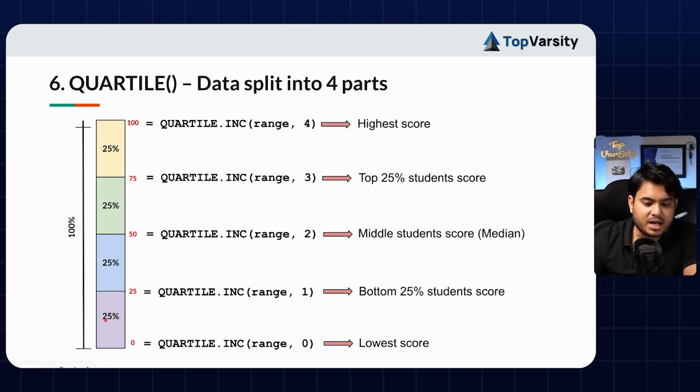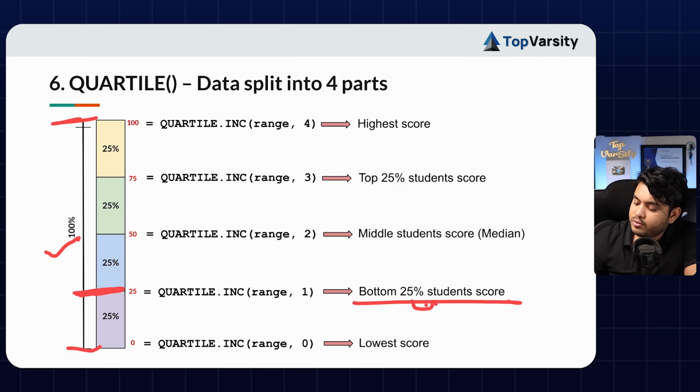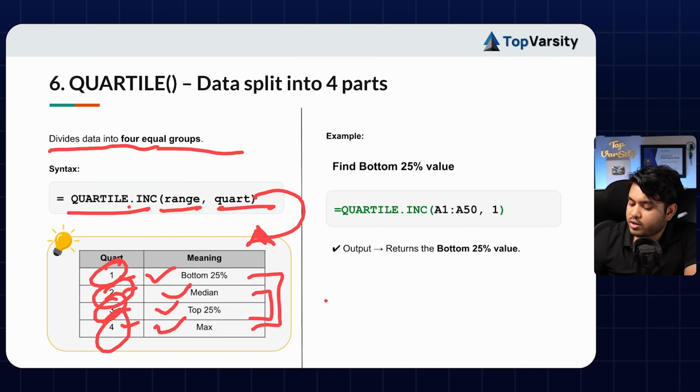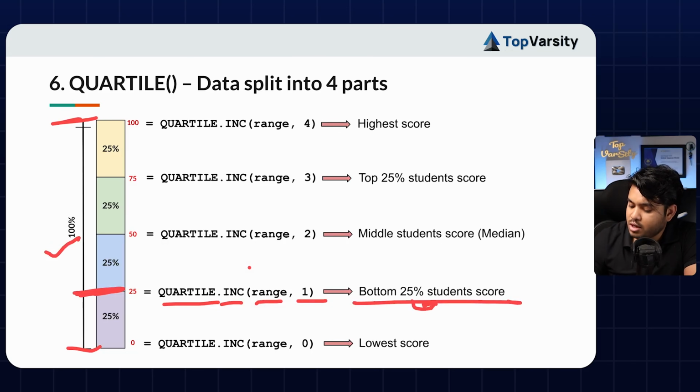So what is the meaning of that? Let's say this is the 100% we have here. Now I want to calculate the person who is bottom 25. If there is one threshold where I want to know the student who is having 25 percentile score, we'll use QUARTILE.INC range 1. If you want bottom 25, then you will use this, and you will get this value, which is 25. If you have 100 values, then you will get the 25th value.